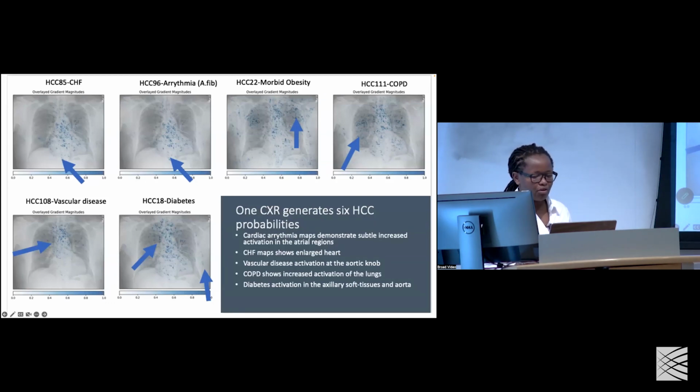And we start to see the predictions of diabetes, obesity, and arrhythmias. Looking at the obesity, you start to see the model focusing on both the subcutaneous tissues and around the whole body. If you're looking at arrhythmias, you see more activity around the heart.